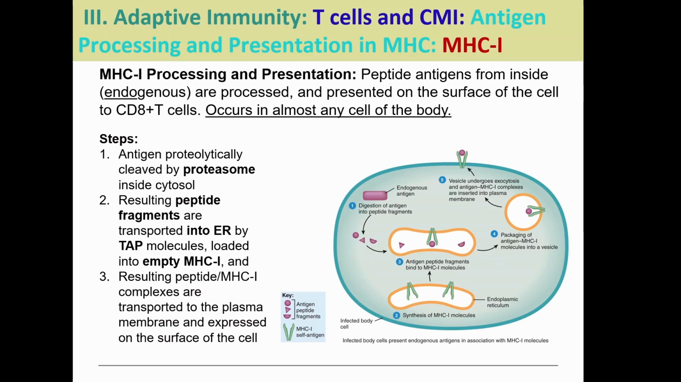We break it down. We join the MHC1 and the antigen fragments together in the ER. We package it into a vesicle. We put it on the surface of the cell. Again, pretty much any cell can do this.